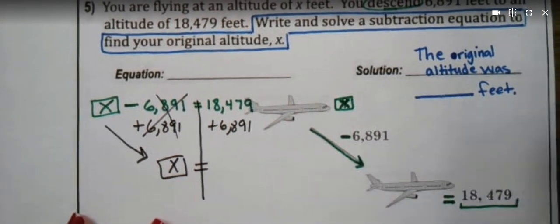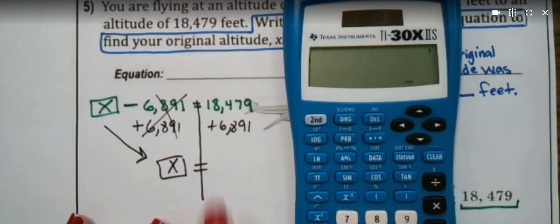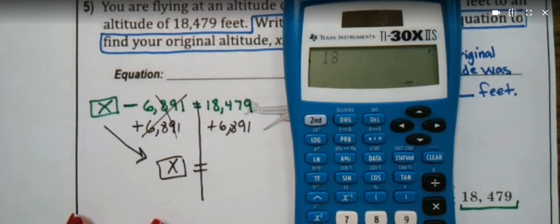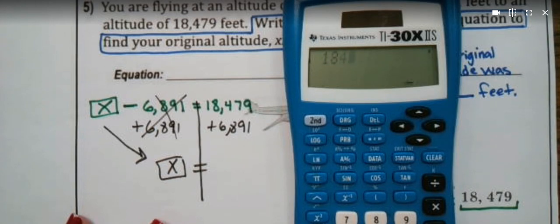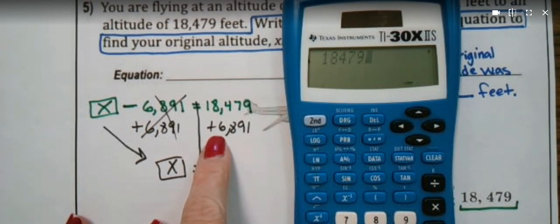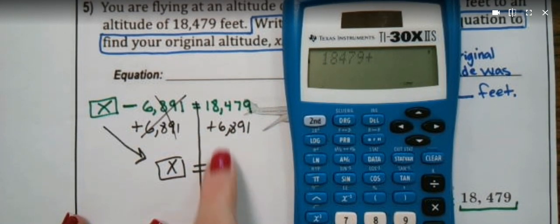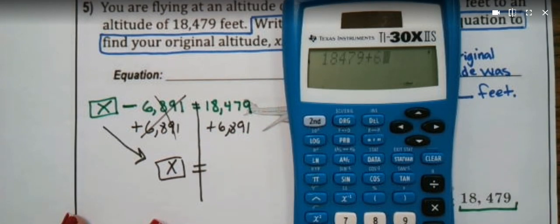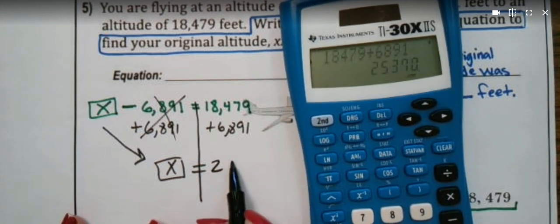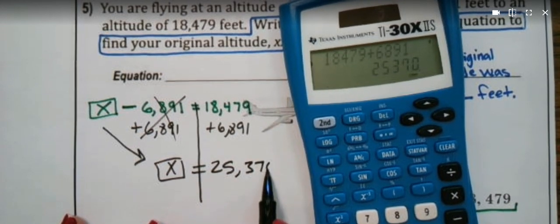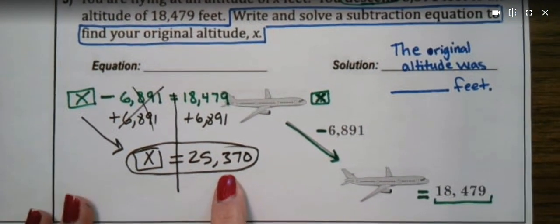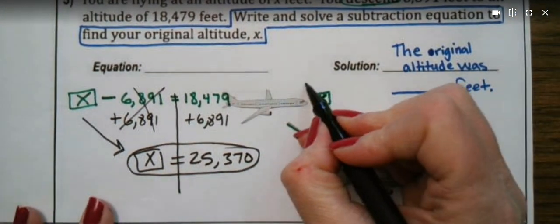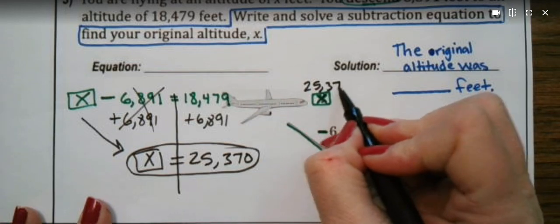Over here, we're going to take our altitude that we're at right now, 18,479 feet, and we're going to add back on the amount that we descended. So it's like we're going to go back up. And now we have 25,370 feet. Oh my goodness, that's pretty high, right? That's where we were at. So this X is representing 25,370 feet.